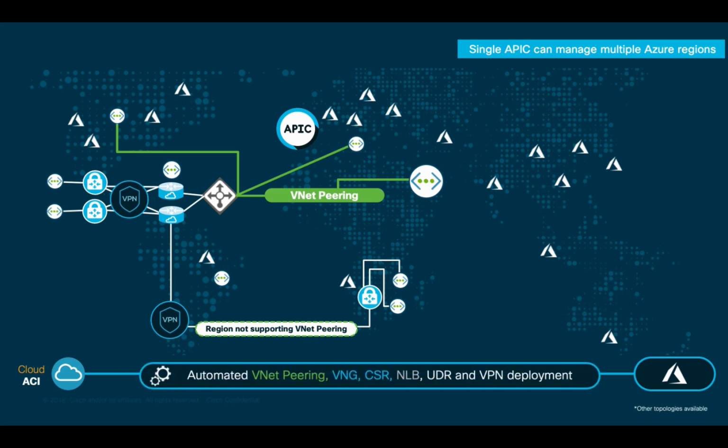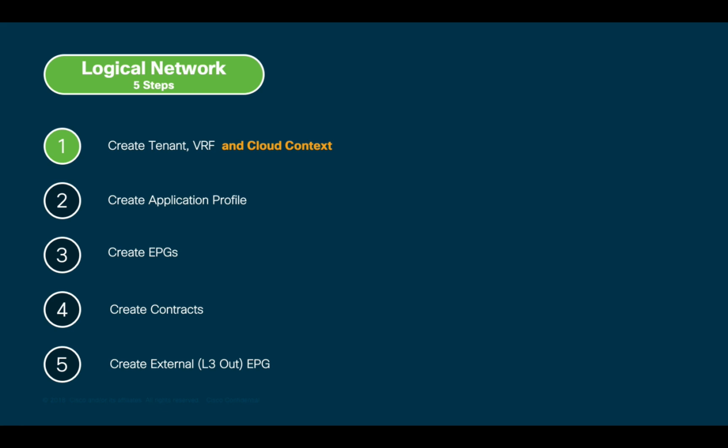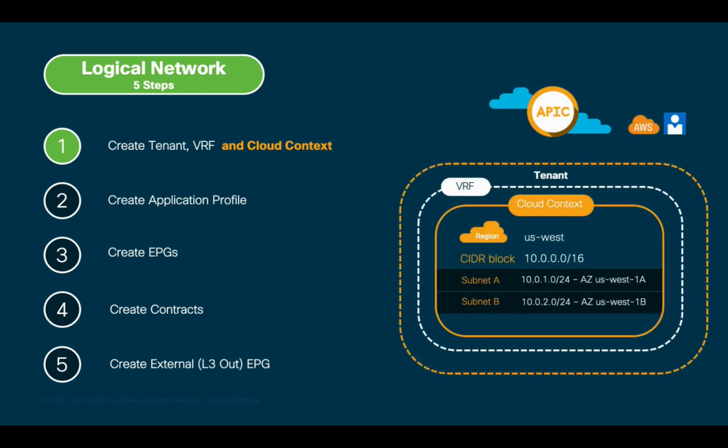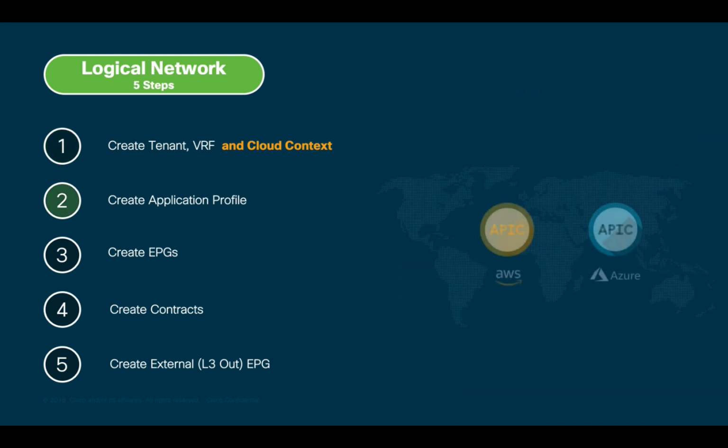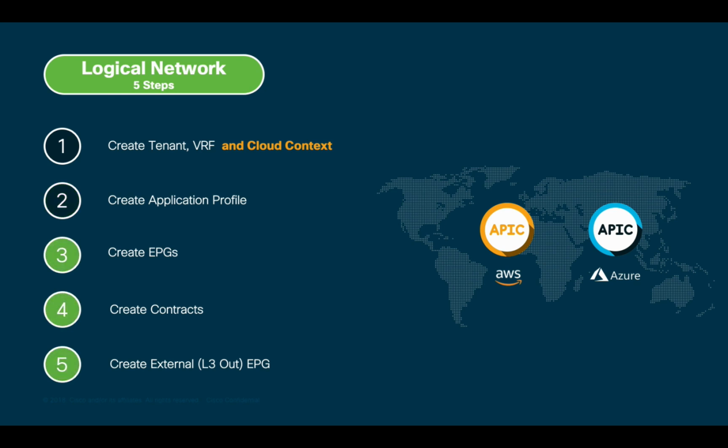This is mainly what changes when creating a tenant. As you can see, creating the cloud context and linking it to your VRF is a critical and powerful additional step, since it contains the region, CIDR block, subnet, and connectivity model you want to use. However, its configuration is very simple, as you will see in the next chapters. Once we're done with the tenant, we have to create an application profile just as we are used to, and then we create EPGs and contracts.